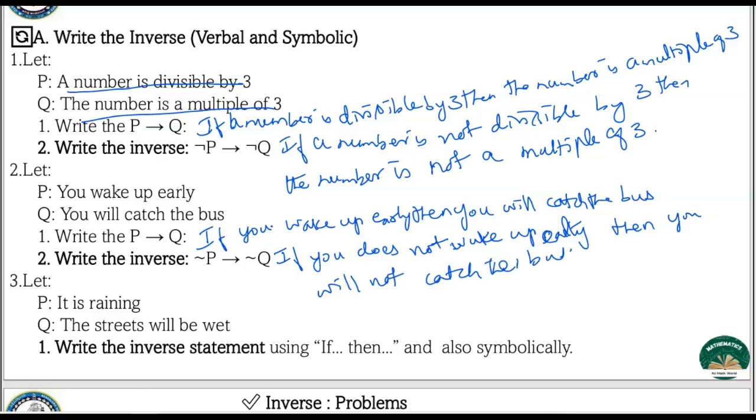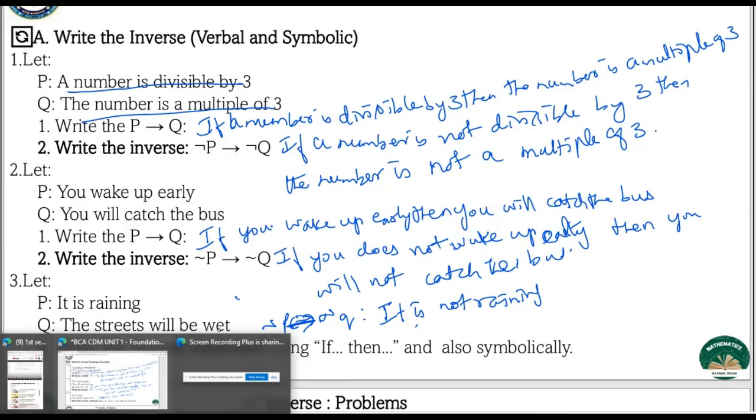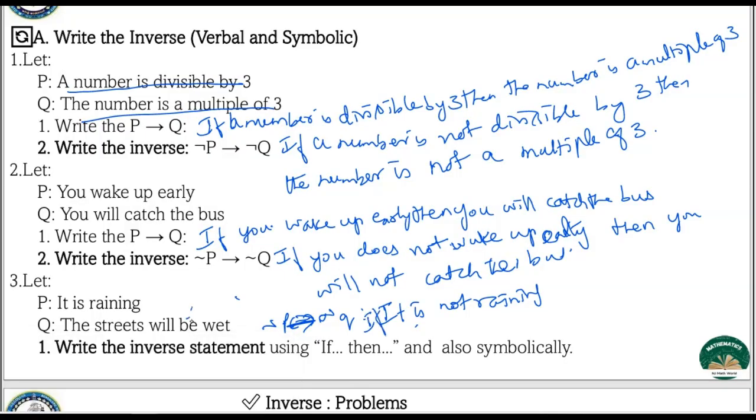Then, it is raining, the street will be wet. Use if-then, and symbolically, P implies Q. Negation P implies negation Q will be: if it is not raining, then the streets will not be wet.